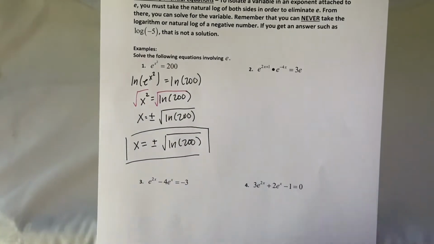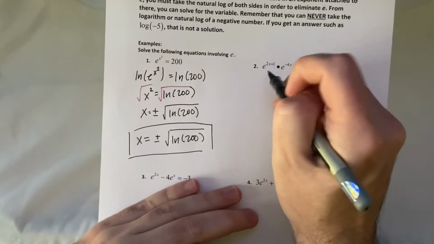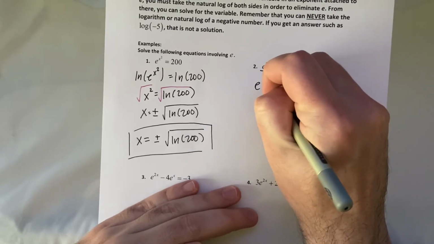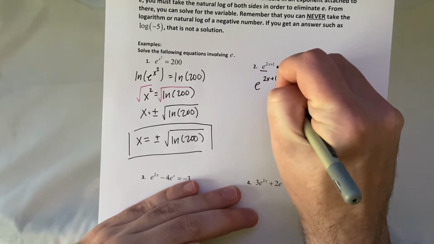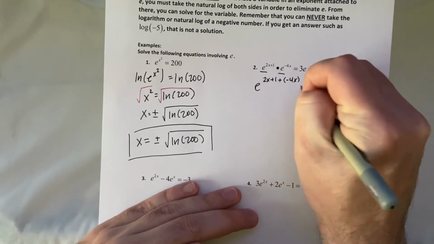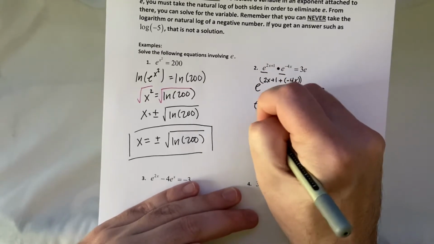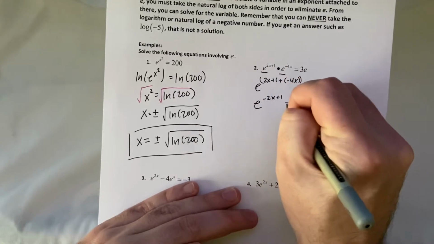Now, how is this different from number 2? Number 2, there's a whole bunch of e's, so the first thing we need to do is get all the e's together. When I'm multiplying with the same base, I add the exponents, so e and then to the 2x plus 1 plus -4x equals 3e. When I combine those, I get -2x plus 1.